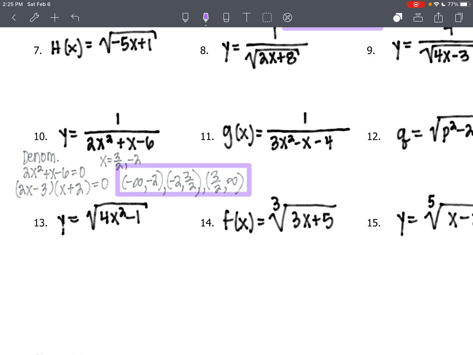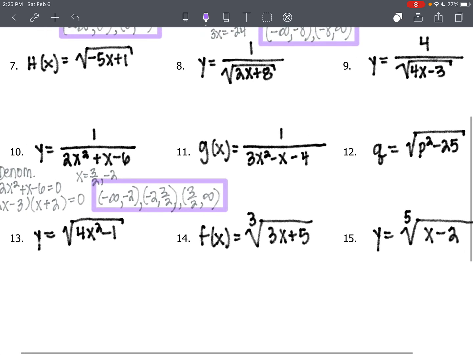Now, I did not leave a lot of room on this for you. So you might want to use a separate sheet of paper to do some of these. It would be worth your while.